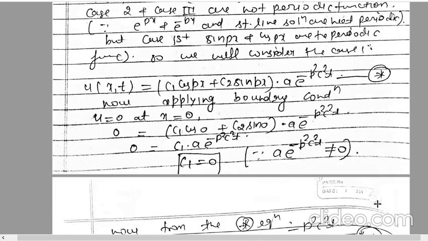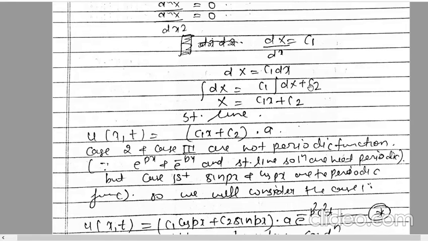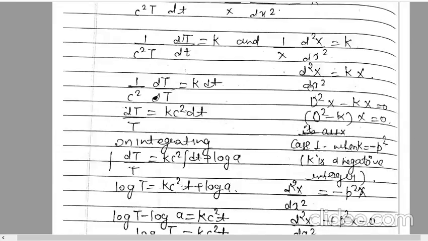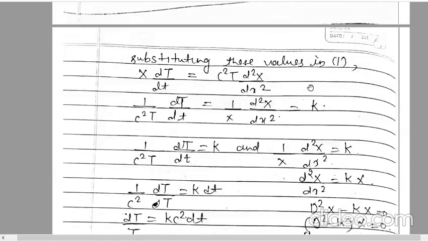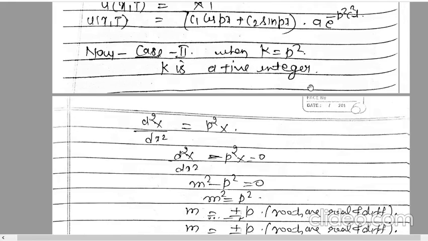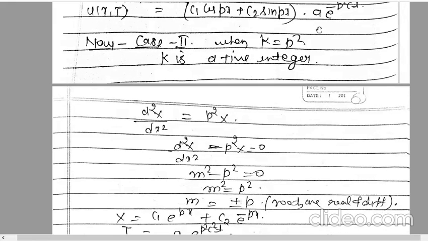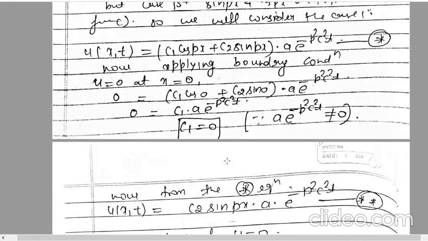That means we will consider case 1 here, right? So your final solution u(x,t) is equal to (c1 cos px plus c2 sin px) into this one, right? You can see that this is your case 1, this solution. So we will consider this solution. Now if we have our solution, then the next step will be to apply the boundary and initial conditions.